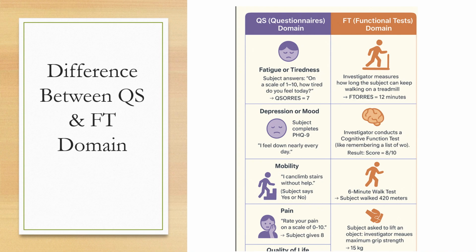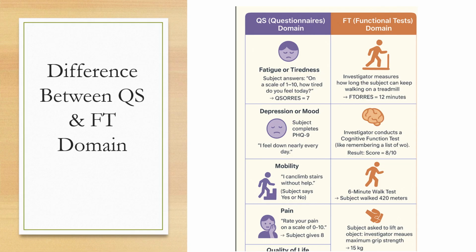However, the FT domain, which is the functional test domain, collects information about what a person can do or perform. It is based on a test done by the investigators. For example, the subject will be asked to walk, and it will be seen how far the subject can walk in 6 minutes. It is a quantitative test of how far the subject has walked in 6 minutes.